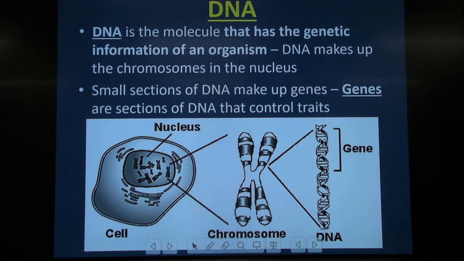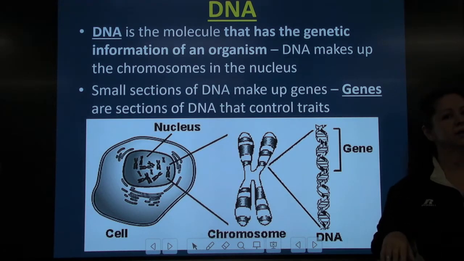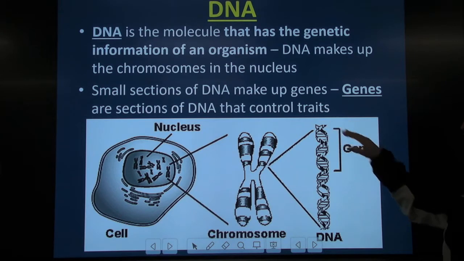So those small sections of DNA make up the genes, and the genes are the sections of DNA that control your traits.